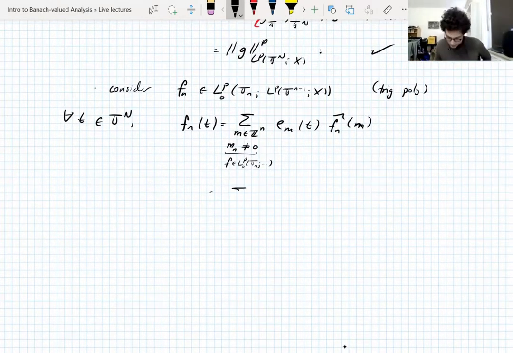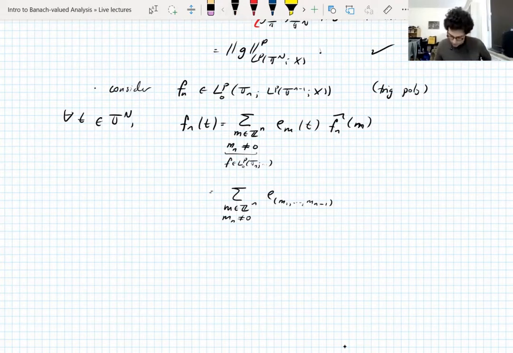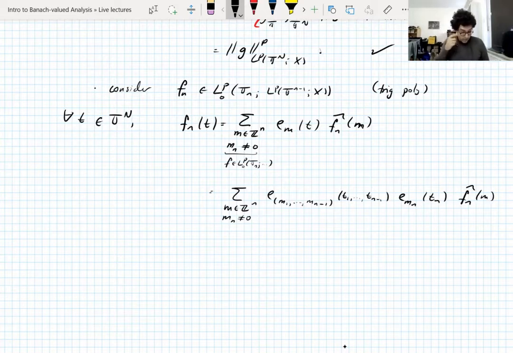And we can separate out one of the variables, the nth variable that really matters. Write it as e sub the vector (m1 up to m_{n-1}) of the variables t1 up to t_{n-1}, times the complex exponential in the nth variable, times the Fourier coefficient. And so if you act on this function with the Hilbert transform in the nth variable, all it's going to see is this part here. That's all that really matters. All of the nth variable dependence in this trigonometric polynomial is in this complex exponential.